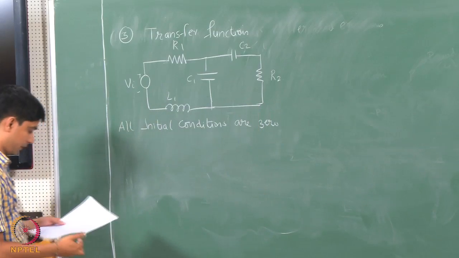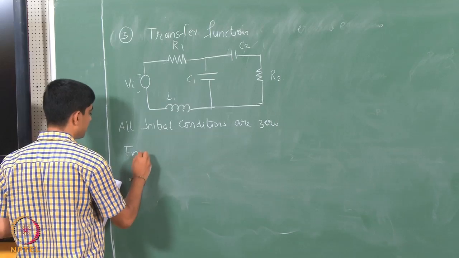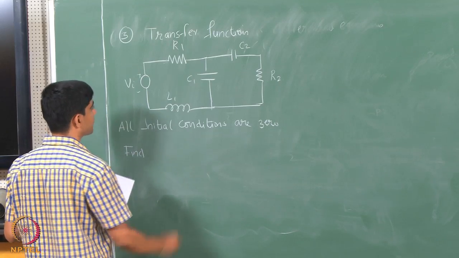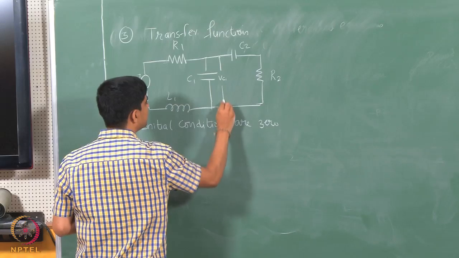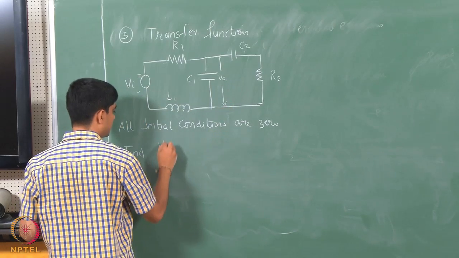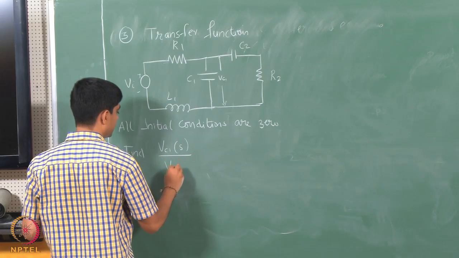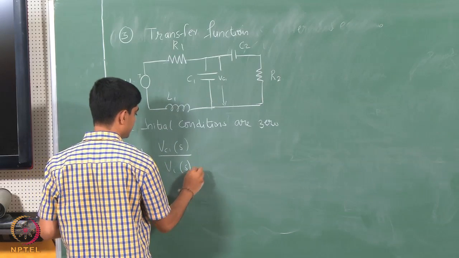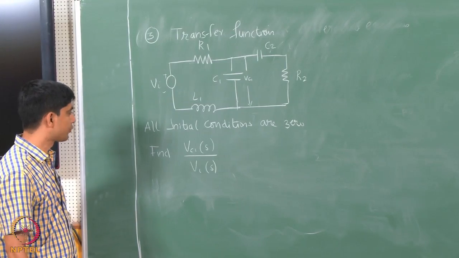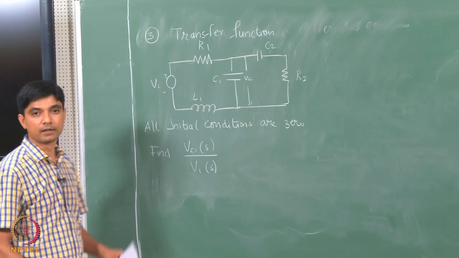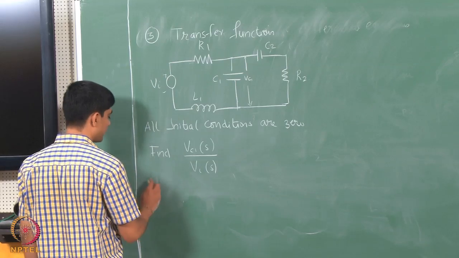Right. Okay. The first is, find the transfer function. So, if this is capacitor C1, let me call this voltage Vc1. Find the transfer function Vc1 of s over Vi of s. Okay. So, let us step by step follow what we had learnt earlier, how to determine my transfer function. So, first is, well, write down the equations, right.